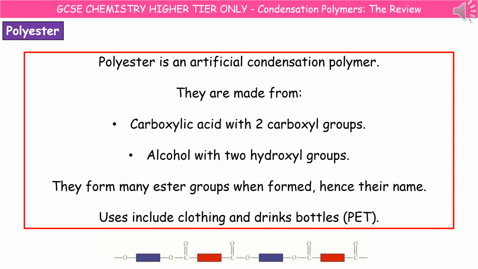Another good example of a condensation polymer is polyester. Now, polyester is made from carboxylic acid, which has 2 carboxyl groups, and an alcohol, which has 2 hydroxyl groups. So when they undergo this condensation reaction, then they form many ester groups, hence the name polyester, because poly just means many, and ester is referring to the ester groups we form. Now, what we'll find is polyester is really common in a whole range of things we use today, everything from clothing to your drinks bottles. And I've given you the simplified diagram of what the actual polymer looks like at the bottom there.